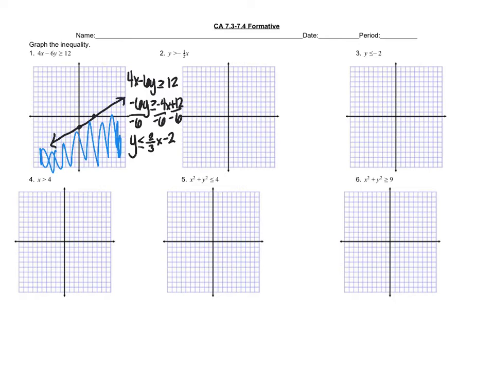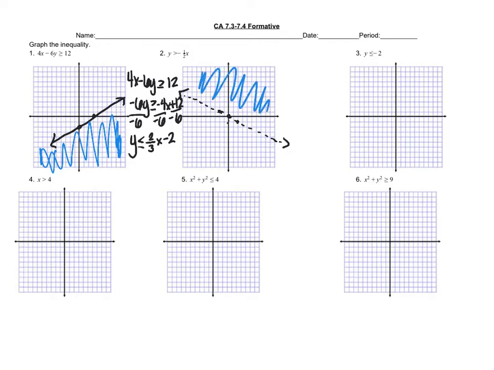Next one, y is greater than negative 1/2 x. So we start at 0, 0. We go down 1 and to the right 2, or we can go up 1 and to the left 2. This is just a dotted line because it's just greater than, and we're going to shade above it.